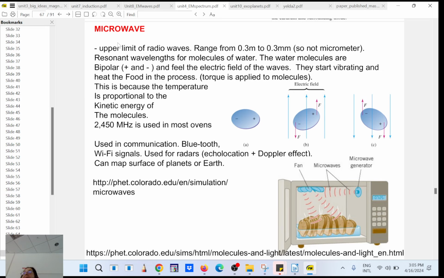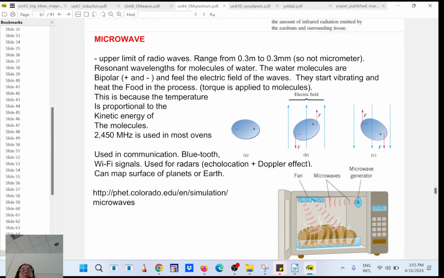Another one, so we did gamma ray, X-ray, UV. A question on the final: you need to know the order, right? Gamma ray, X-ray, UV, visible light, infrared, microwave. So microwave, the size of a microwave, it's not micro. It's more like centimeters. So 1, 2, 3, 30 centimeters. In that case, 3 centimeters. So from 3 centimeters to 30 centimeters, that will be microwaves.